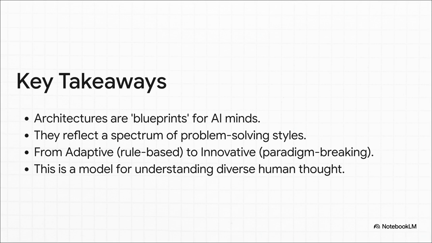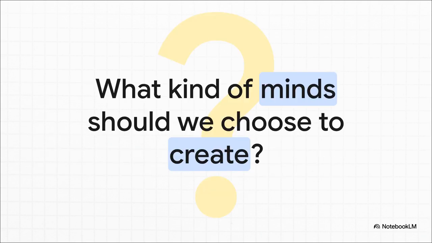And maybe the most important takeaway is this. This isn't just about AI. By studying these artificial blueprints, we get a powerful new way of understanding the incredible diversity of our very own minds. And all of this leaves us with a truly profound question to chew on. As we get better and better at designing these blueprints, we're going to face a choice. If we can build AIs with distinct cognitive styles, some that are methodical improvers and others that are radical innovators, what kind of minds should we choose to create? And what does that choice ultimately say about us?